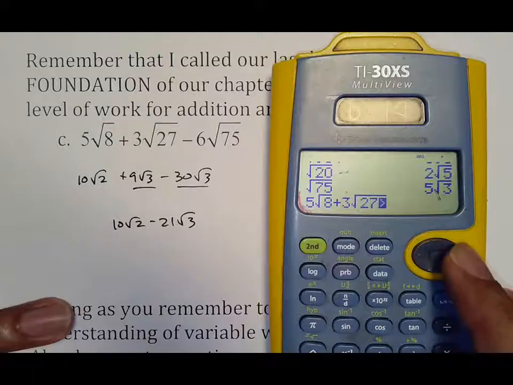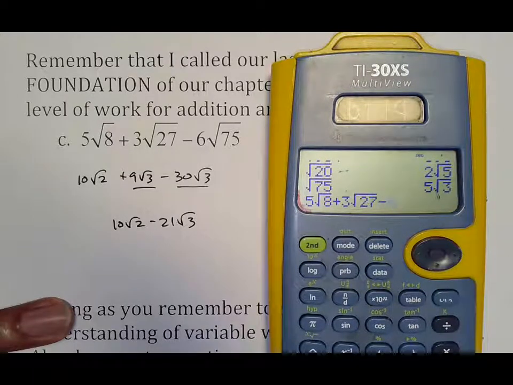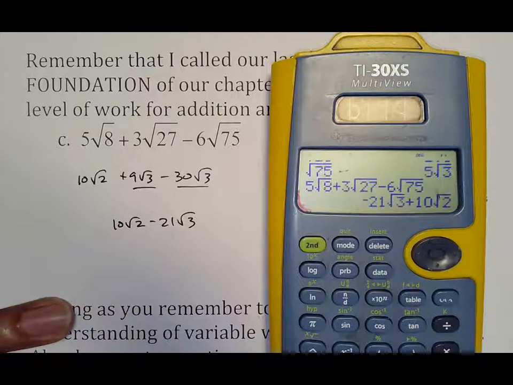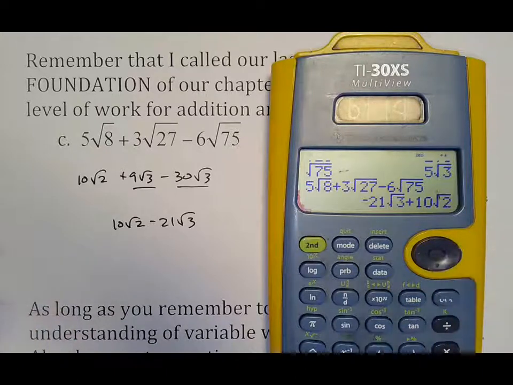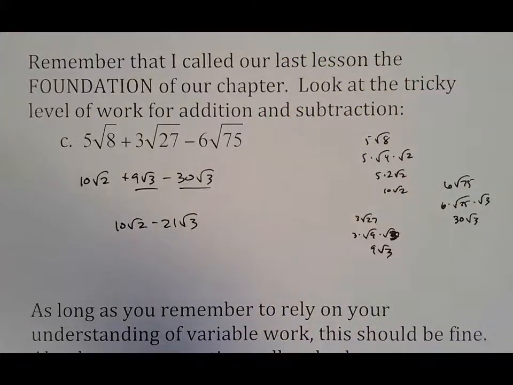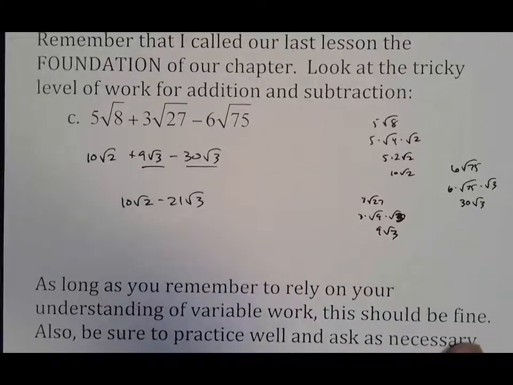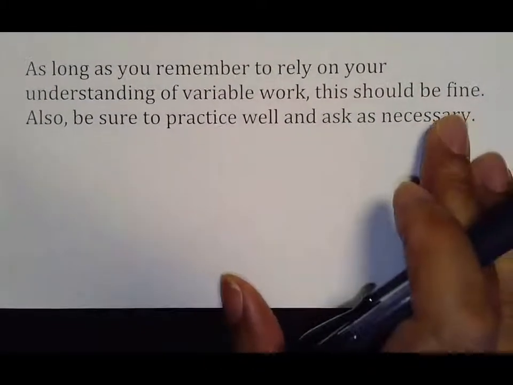And I believe this calculator will actually answer the question for you, which is why I recommended it a very long time ago. Yep, negative 21 root 3 plus 10 root 2. So again, it does the work for you. But I don't say that to you so you can use it to cheat your way through it. I say that to you so you can actually check your answer and make sure it's right. Because the more independent you get without having to use your calculator, the stronger you're going to be.